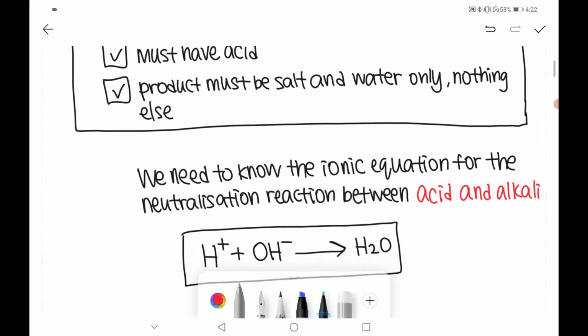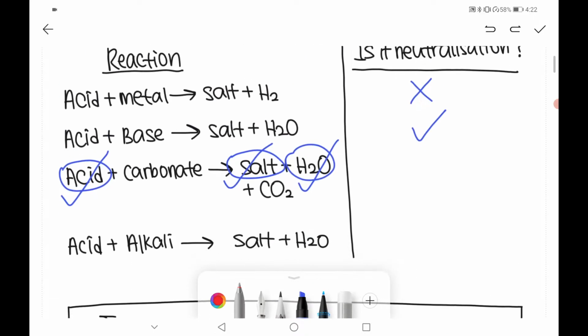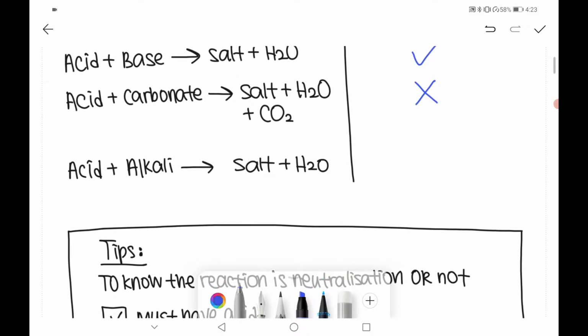Because for neutralization, the final product must be salt and water only. So we only want salt and water, nothing else. So in this question, we have salt, we have water, but we also have carbon dioxide. So we don't want that. We only want the salt, we only want the water, but we don't want the carbon dioxide. So if you have something extra besides the salt and water, this is not a neutralization reaction.